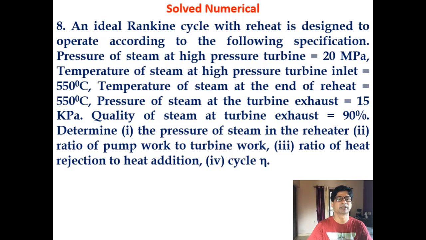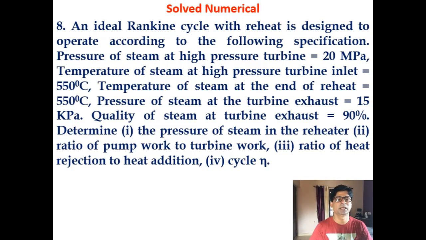An ideal Rankine cycle with reheat is designed to operate according to the following specification. Pressure of steam at high pressure turbine inlet 20 megapascal, temperature of steam at high pressure turbine inlet 550 degrees Celsius, temperature of steam at the end of reheat 550 degrees Celsius, pressure of steam at the turbine exhaust 15 kilopascal, quality of steam at turbine exhaust 90%. Determine the pressure of steam in the reheater, ratio of pump work to turbine work, ratio of heat rejection to heat addition, and cycle efficiency.